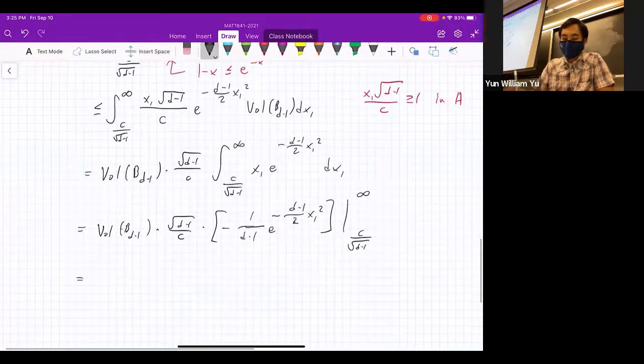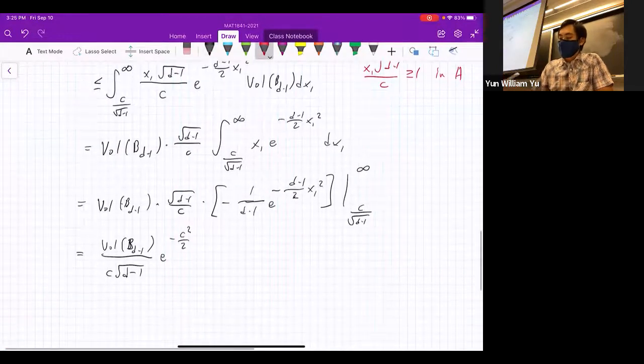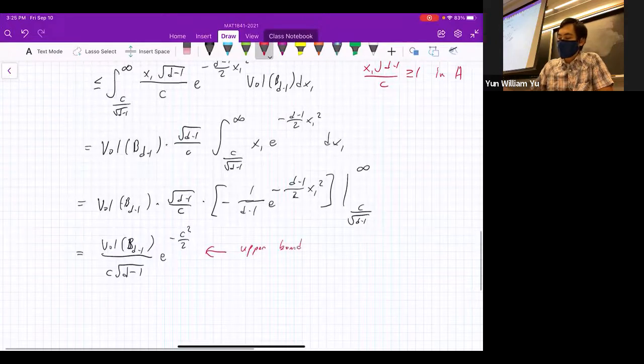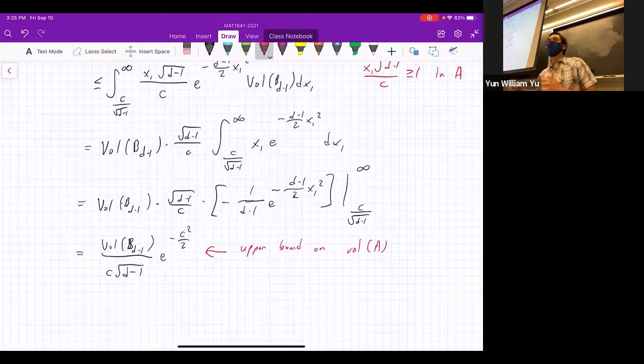And this is just going to be equal to the volume of B sub d minus 1, so the d minus 1 dimensional ball, divided by c times the square root of d minus 1, e to the minus c squared over 2. And this now here is an upper bound on the volume of A. So we have an upper bound on the volume of A.